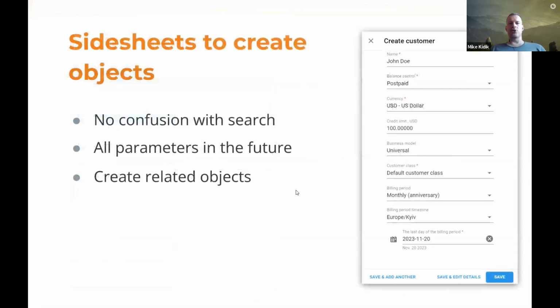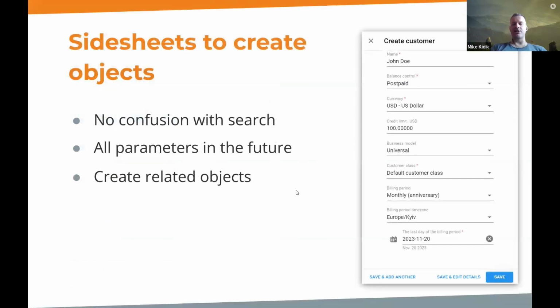Now, the next feature on the web interface is sidesheets. We moved all object creation into the sidesheets. Those are sliding panels which show up on the right of your web interface. To give you an idea, this panel is very similar to batch account operations. We had that panel for quite a while now. So this is a similar behavior of that panel for batch operations.